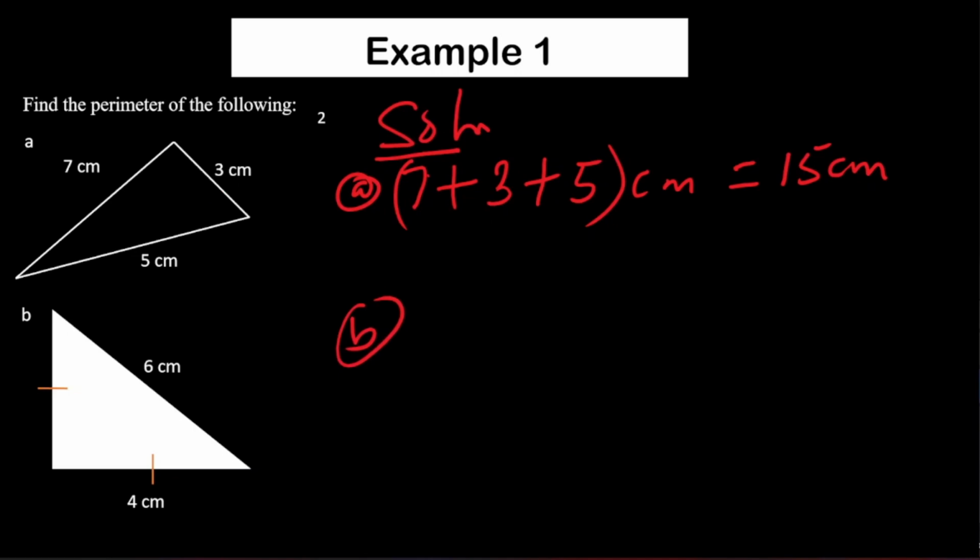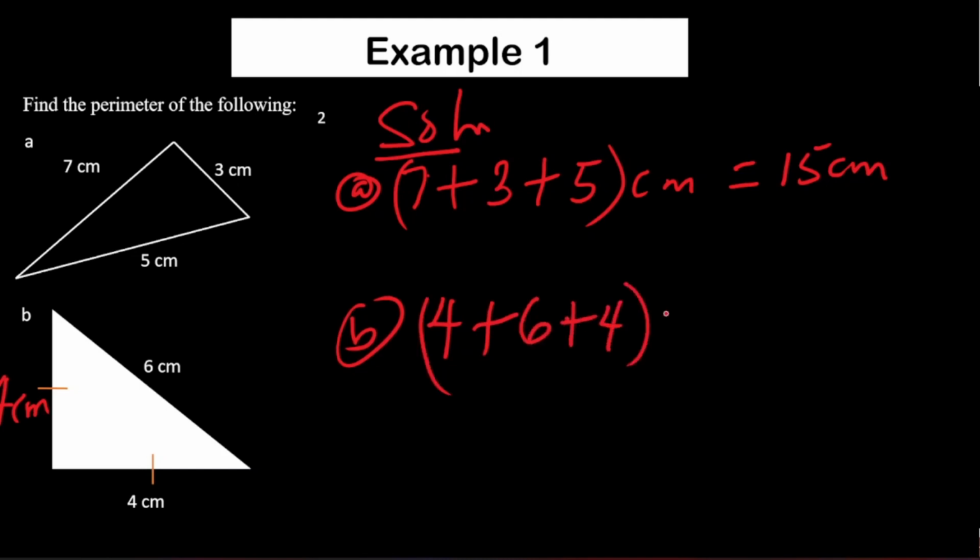Then for B, what you're going to notice there is that this is an isosceles triangle. So this side is 4 centimeters, the same as this side, which is also 4 centimeters. So in this case, this is going to be 4 centimeters plus 6 centimeters plus 4 centimeters. So everything will then give us what? 14 centimeters. I hope this is very clear. So that is that on this one.